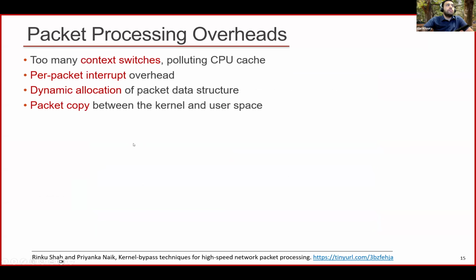So in summary, what are these overheads? We have too many context switches, meaning that we move from kernel space to user space and from user space to kernel space. That will also pollute the CPU cache. Second, we have interrupts that are generated for every packet that would cause the CPU to pause and then try to schedule the packet processing. We have dynamic allocation of the packet data structure. And we also have the copying of packets from the kernel space to the user space, to the application, so that the packet is going to be consumed eventually. Okay, so that's different from the DMA that was from the network interface card to the kernel space. This is an additional copy from the kernel to the user space memory.